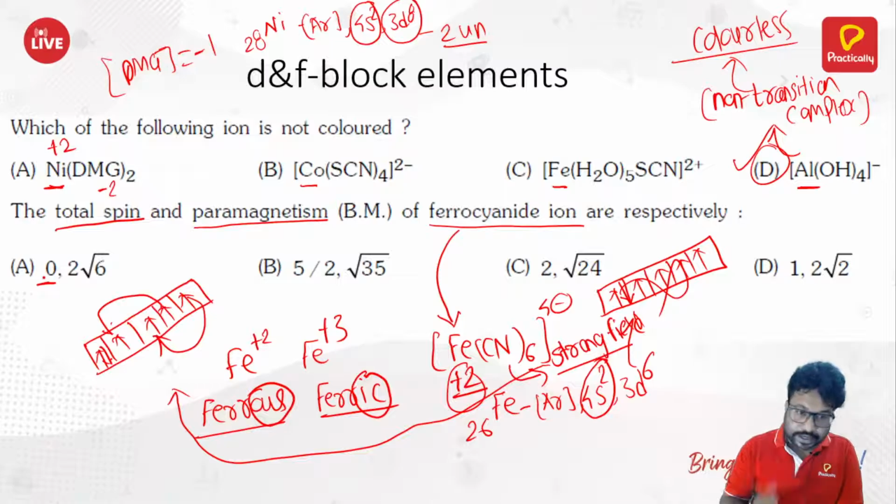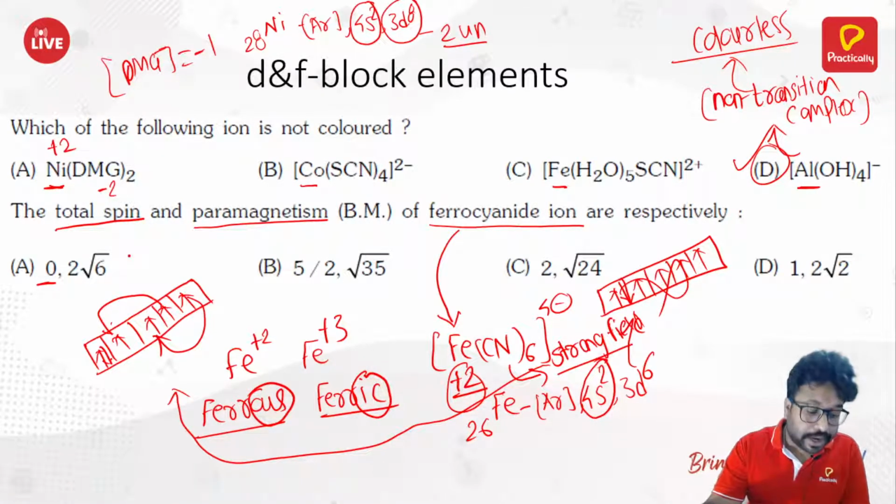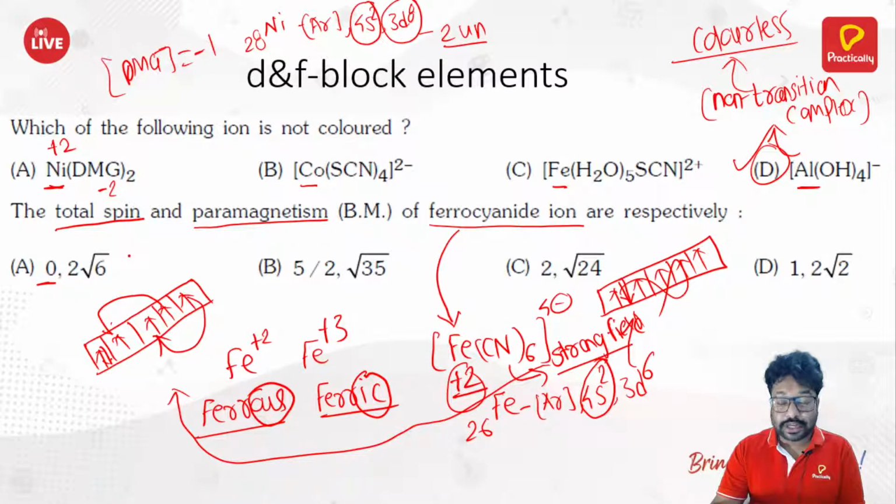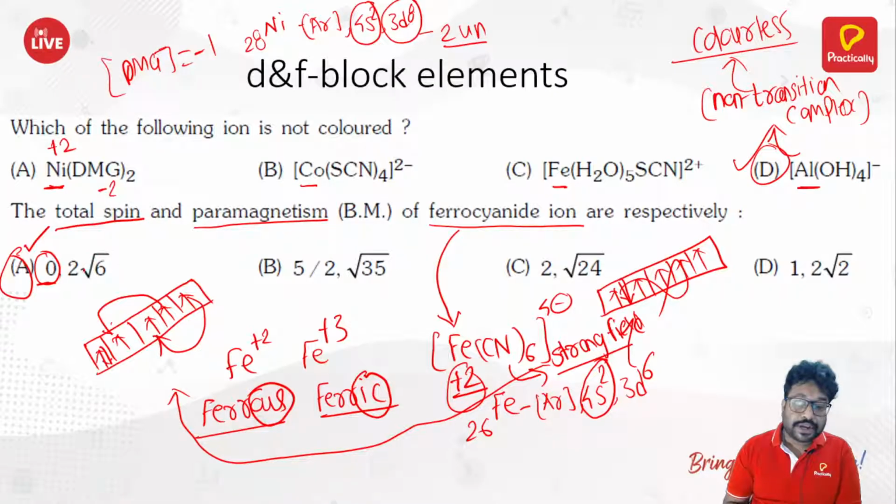And the value which I wrote here, 2 into √6, is because of the orbital motion of the electron. The orbital motion of the electron also contributes to the magnetic moment. But that is out of context for us right now. I can only tell you that the total spin for this compound is 0. This should be your answer. You don't need to go much into this, as far as this question is concerned.